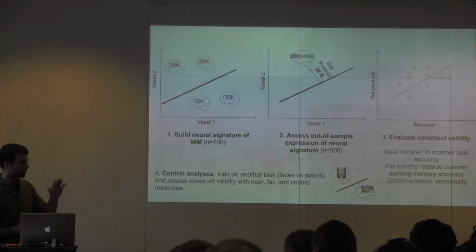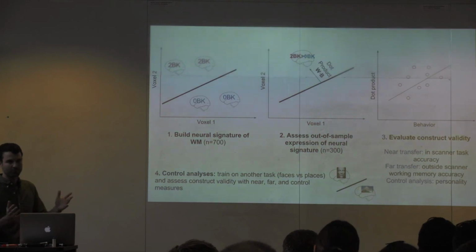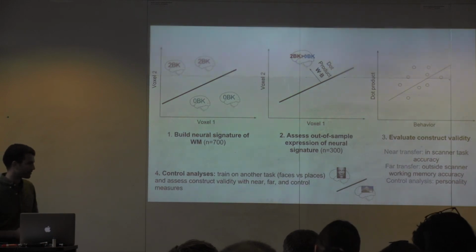So basically the most basic correlation we did is correlating with in-scanner behavior, so in-scanner working memory accuracy. We correlated it with an outside-of-the-scanner working memory accuracy, like a list sorting task. We did a control analysis where we correlated with something where you wouldn't expect a working memory neural signature to correlate, which is a personality metric.